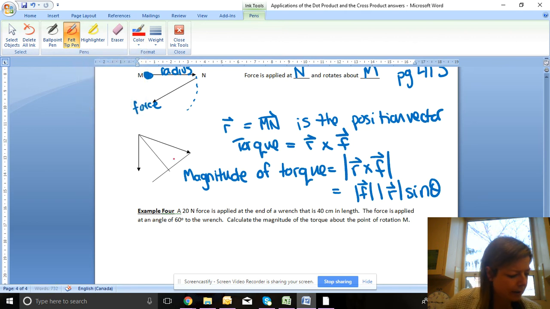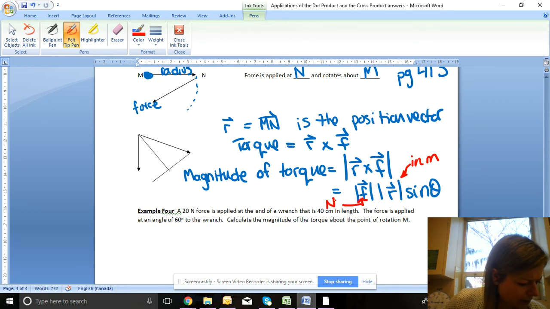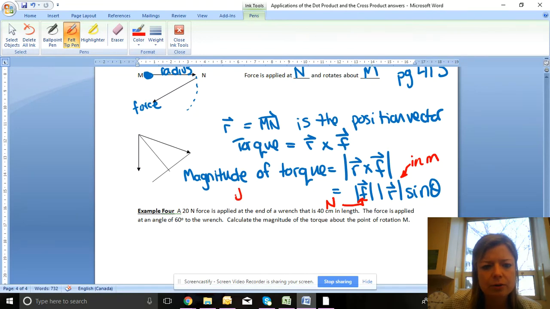So just a few notes here. This radius has to be in meters to find torque properly. So if it's in centimeters, you have to change it to meters. And force is measured in newtons. So as a result, the magnitude of the torque will be in joules.